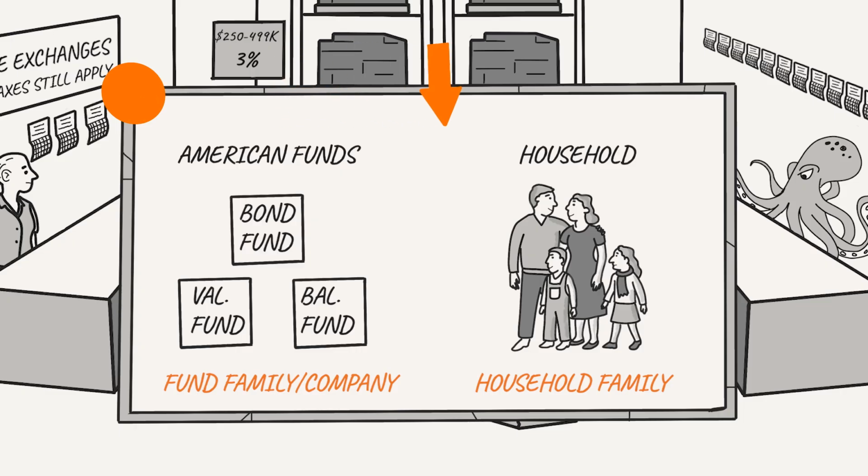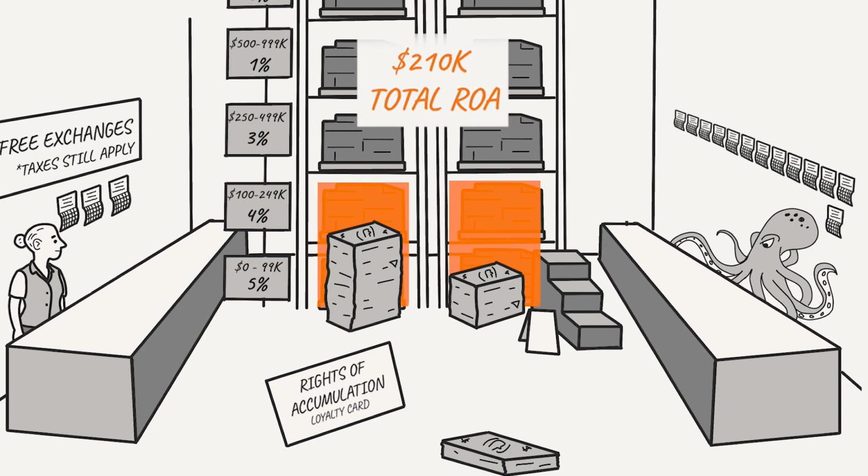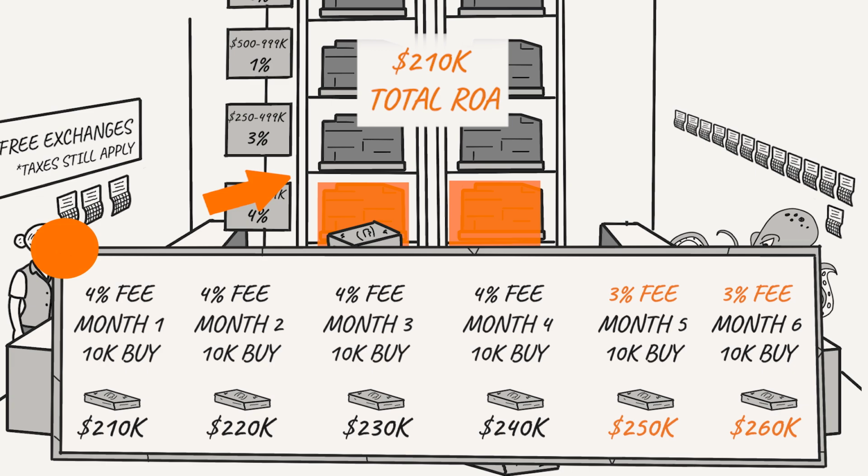But then there's also your household family. Often funds will allow you to aggregate with family members like spouses and minor children. The definition of a household family is specific to each fund. So at this point, you've got $210,000 worth of accumulation, but you notice you're getting pretty close to the $250,000 breakpoint level. You're also going to be investing $10,000 per month for the next 6 months. It's too bad you couldn't go ahead and get the discount.